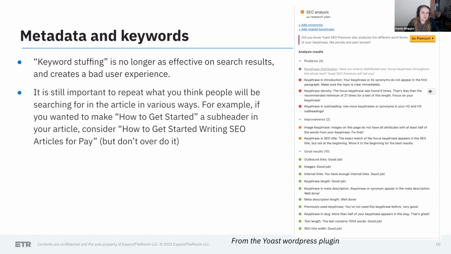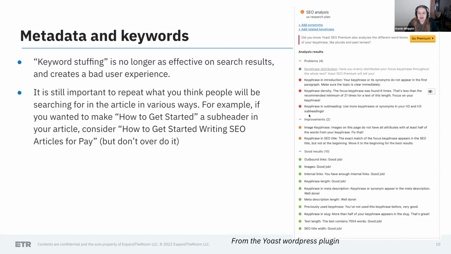But you still want to repeat what you think people are searching for in the article in various ways. So let's say we're writing this article about SEO articles for pay. Instead of a subhead that just says how to get started, maybe you want to repeat the keyword: how to get started writing SEO articles for pay, but don't overdo it. It's a balance of how can this feel natural and how can we get the keywords in.